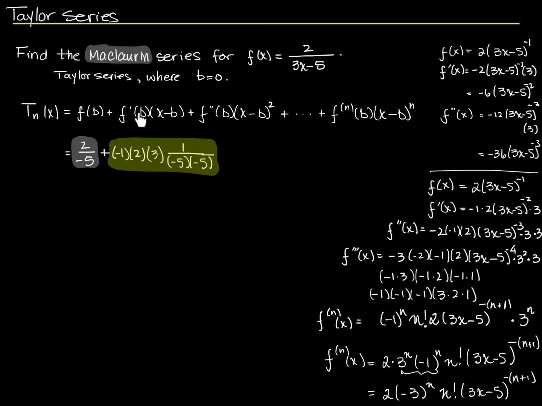So are we done with the second term? I have my f prime evaluated at b. That's negative 1 times 2 times 3, 1 over negative 5 squared. That's all I have here. I don't have my x yet. x minus 0 is x. And let me go ahead and include that in my highlight. All right, so that's my second term.